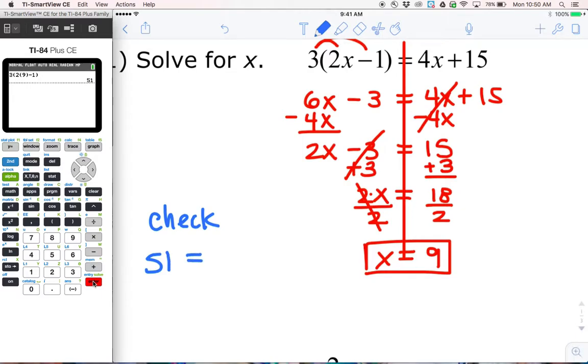All right, now we need to plug it in on the right side. So we're going to plug in 4 times 9, use parentheses for x, plus 15, and hopefully I get 51. Let's see. Okay, I do. So 9 is my correct answer because when I plugged it in, the left side was equal to the right side. All right, we're going to go ahead and move on to problem 2.